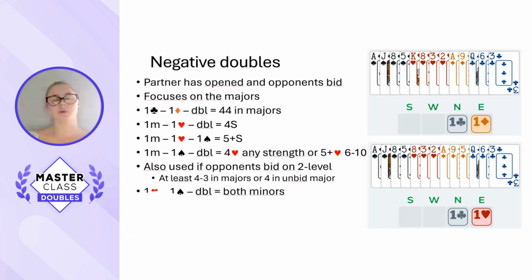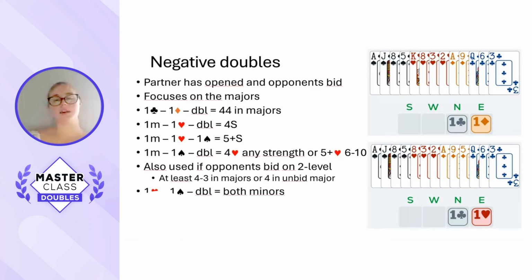And if our partner opens a minor and opponents overcall a spade and we double, it's either a hand with 4 card hearts and any strength, or it's a hand with at least 5 card hearts and a hand that's too weak to bid on the 2 level directly. So typically like 6 to 10 high card points. So if we have the second type of hand, we are going to double, and then whatever partner bids, we come back bidding hearts again to show that we had the long hearts and a weak hand and not the 4 card hearts with any strength.